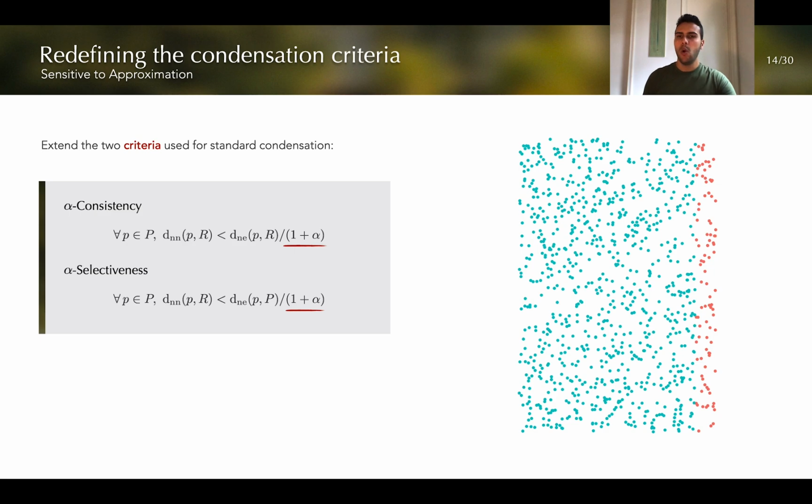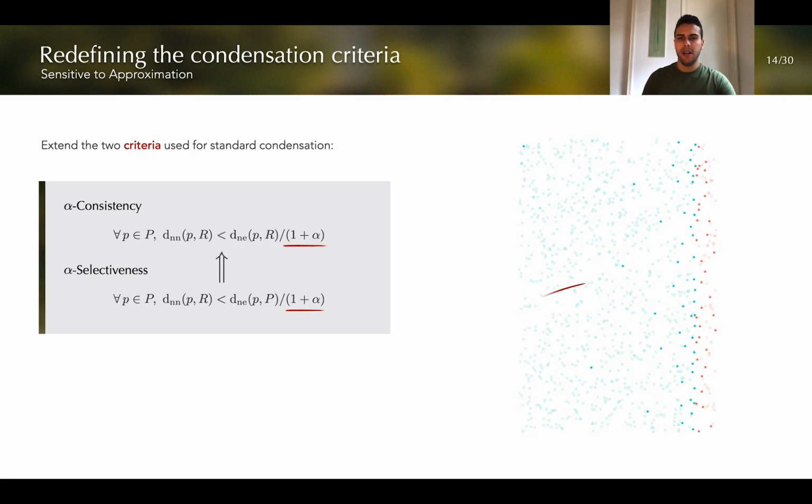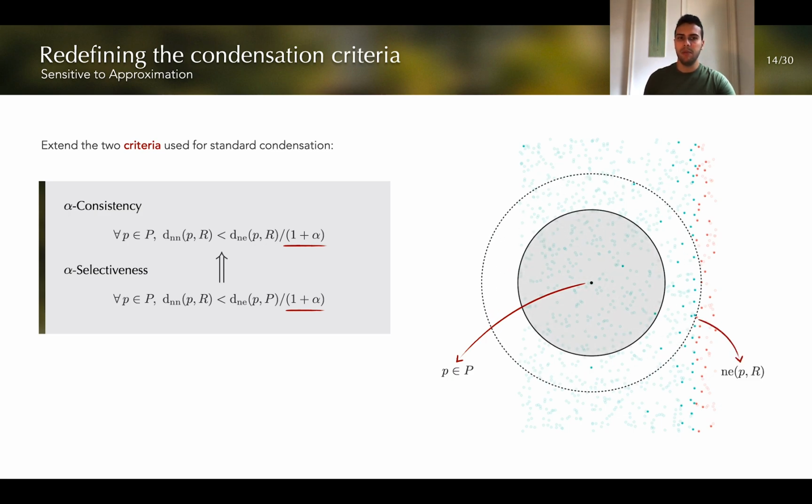Keeping this in mind, we extend the two criteria used for standard condensation and we call it alpha consistency and alpha selectiveness. The idea here is that for any point in the training set, instead of considering the nearest enemy distance of the given point, we consider the nearest enemy distance shrunk by 1 plus alpha, such that for any given point, the shrunk ball is the one that is covered and not the original nearest enemy distance ball. And this implies that the chromatic density of any point in the training set is at least alpha.